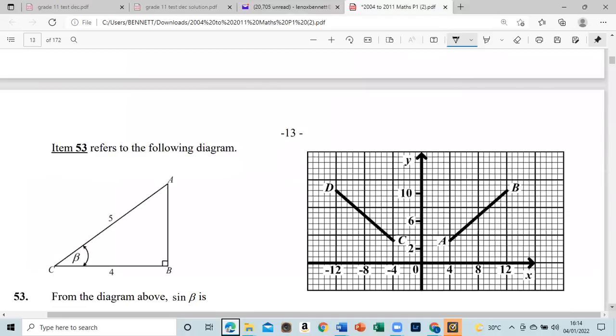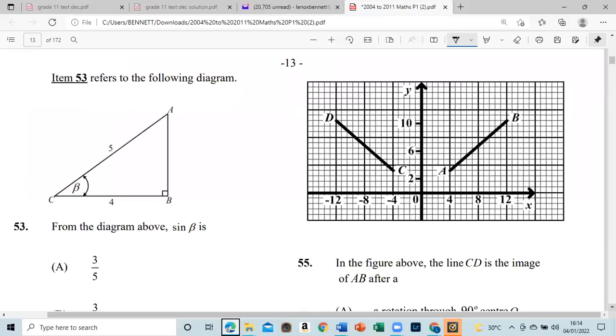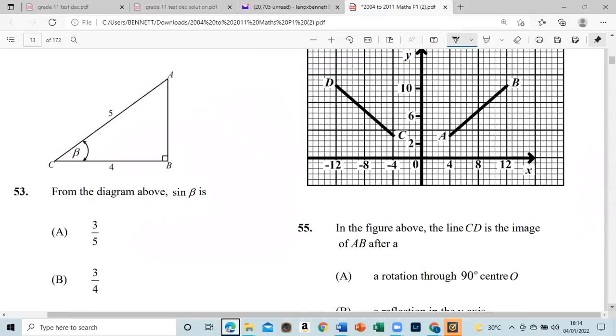From the diagram above, what is sin? So sin would be opposite over hypotenuse. We're looking from this direction, right? You have to work out that part here, right? But we know that 5, 4, and 3: 5 squared minus 4 squared would give us 3. So that's 3 over 5, opposite over hypotenuse. That's an awesome question also.